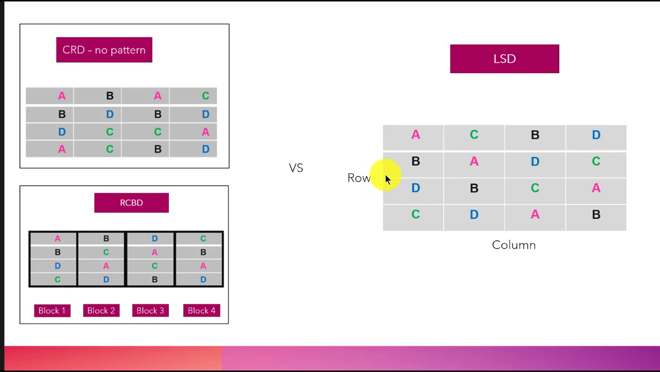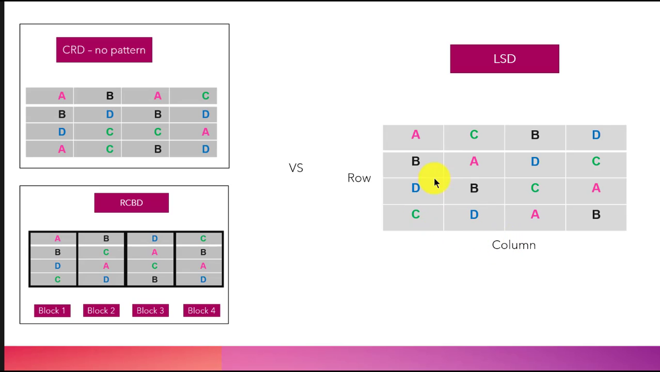Next is Latin square design, and here you can see there is a double pattern. If you compare RCBD to Latin square design, each row has all the treatments and each column has all the treatments. Let's go row by row. This is row 1, and it has A, B, C and D. Row 2 has A, B, C and D. Row 3 has A, B, C and D. And row 4 has A, B, C and D.